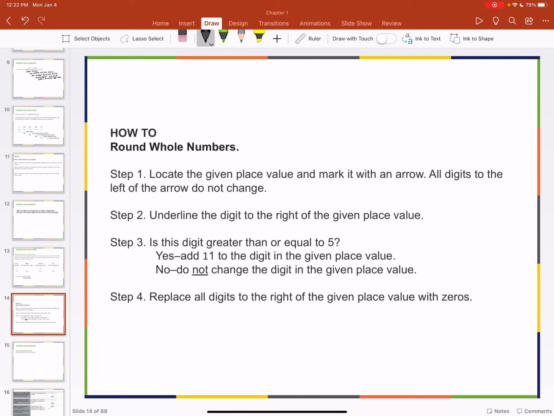Okay, so how about rounding? So let's talk a little bit about rounding. So, when you want to round a whole number, you locate that given place value, mark it with an arrow, and all the digits to the left do not change, and we underline the digit to the right. And then we ask ourselves, is this digit greater than or equal to 5? And if it is, you round up, you add 1. There should be a 1, not an 11. I don't know why that says that. And if not, we do not change. We stay the same, okay? And then everything to the right of that given place value that you're rounding to becomes zeros.